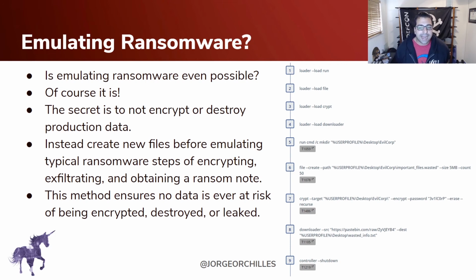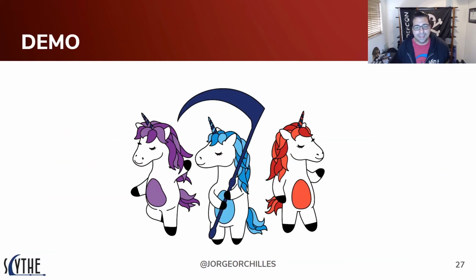And then we're going to download a ransom note from a Pastebin that I created that's very similar to the ransom note from WastedLocker. And we're going to put that on the desktop so that it shows. And then, of course, we're going to shut down and clean up after ourselves. So let's take a look.